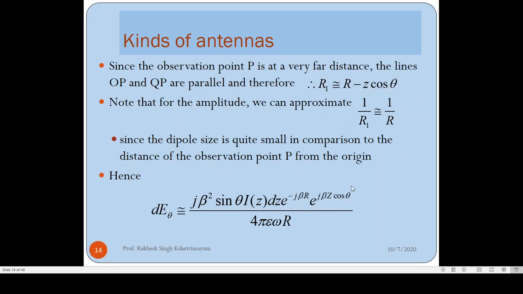In that case, you replace the phase term exponential minus j beta R1. You can write this as exponential minus j beta R times exponential plus j beta z cos theta. So the phase term changes like this, but for the amplitude term you can just replace R1 by R.